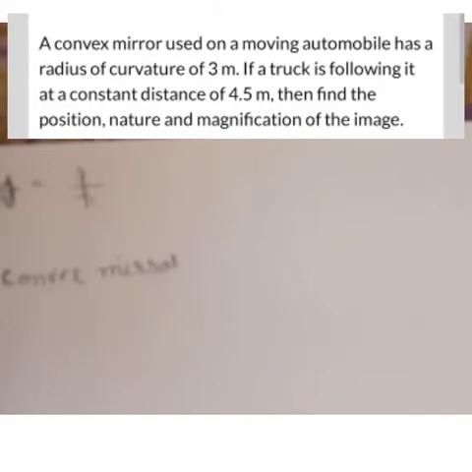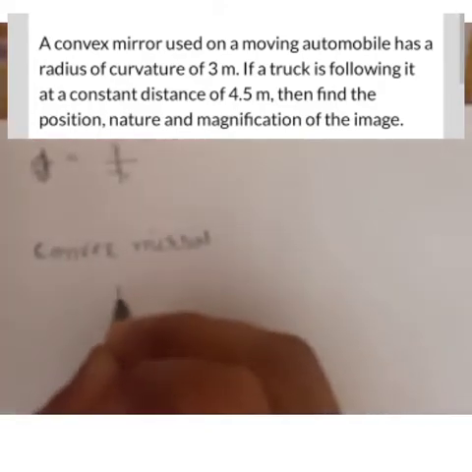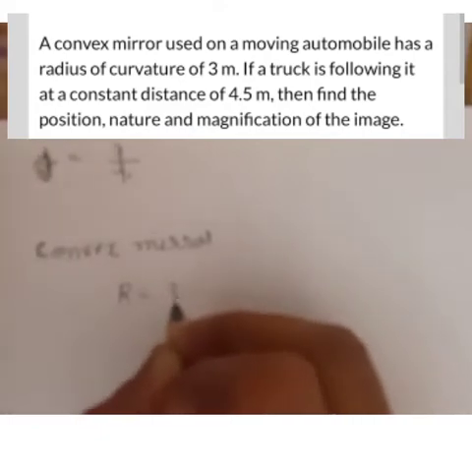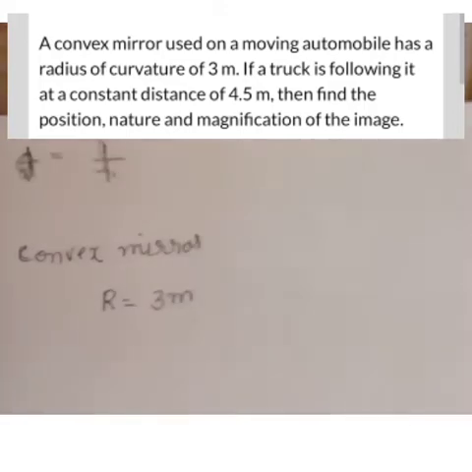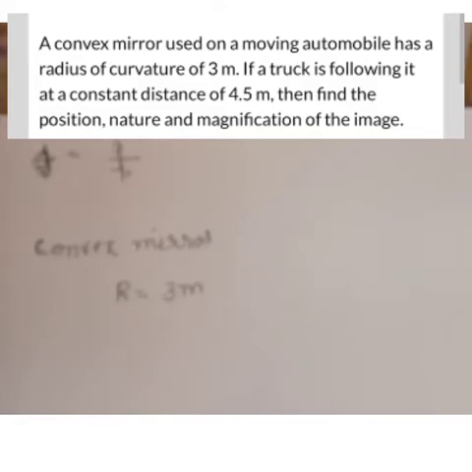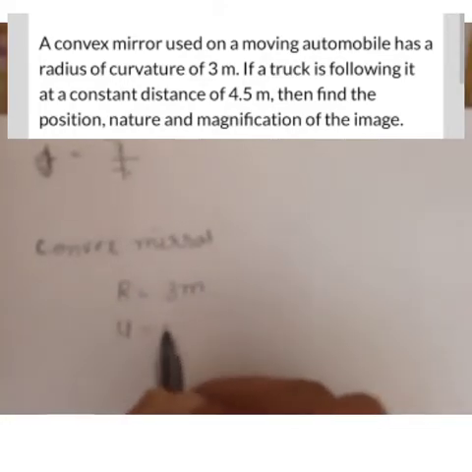So it has a radius of curvature. Radius of curvature means R. R is equal to 3 meters. So here the question is given in meter. If a truck is followed by that automobile at a constant distance of 4.5 meter, that constant distance of 4.5 meter means the object distance. Here the object is a truck. So the object distance is 4.5 meter.